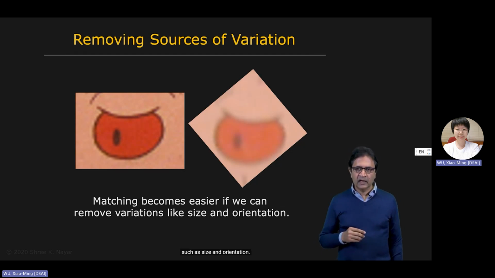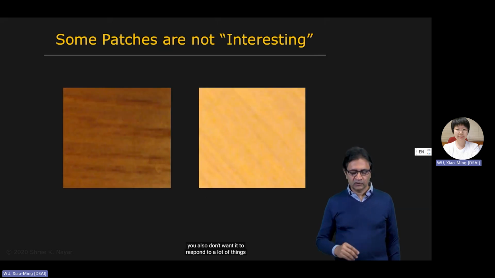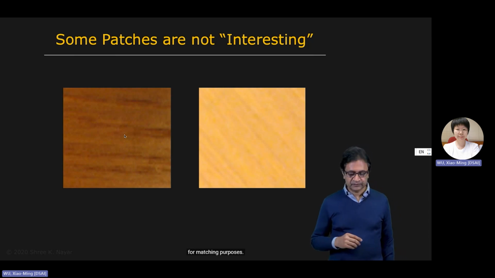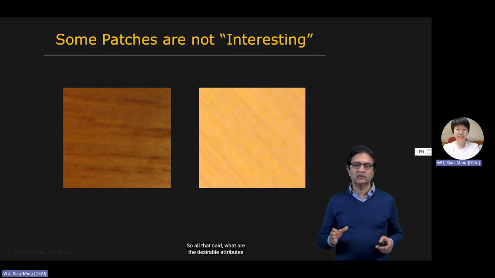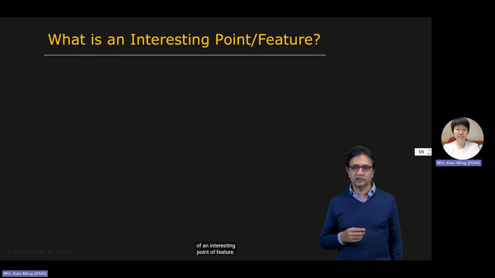And when you develop an interest point detector, you also don't want it to respond to a lot of things in the image. There are a lot of patches in an image that are simply not interesting. There is stuff going on here, but it's not unique and interesting enough to actually detect and use for matching purposes. So all that said, what are the desirable attributes of an interesting point or feature?